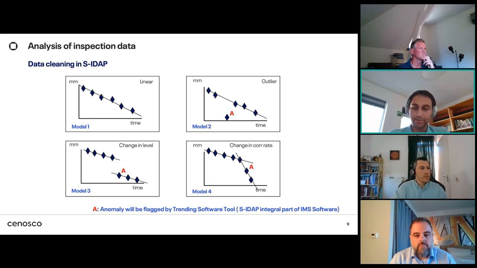So what I have over here in this slide is 4 different models. And as you can see, if we were to adopt a linear regression model, that would be represented by the thick black line. It would just assume that all data points have equal weight. It would also generally not exclude any outliers outside of the pattern. And also, it assumes that the corrosion rate is constant.